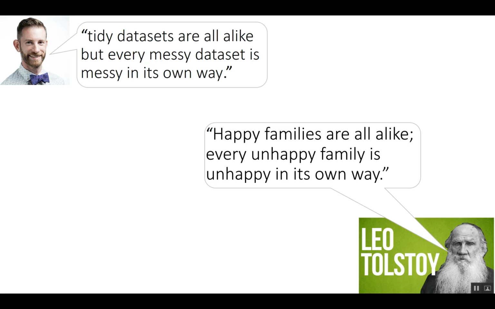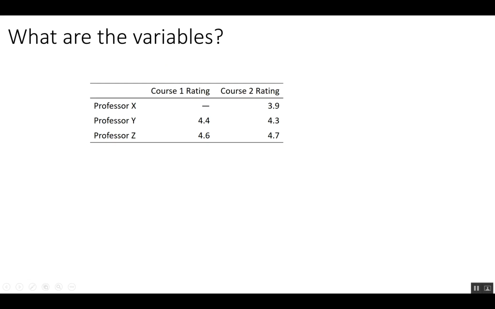Leo Tolstoy says that happy families are all alike. Every unhappy family is unhappy in its own way, and Hadley Wickham quips off of that, tidy data sets are all alike, but every messy data set is messy in its own way. To help us understand what tidy data looks like, I think it's important to understand some of the formats we often see data in. So here's one format, a crosstabs, which can be quite useful.